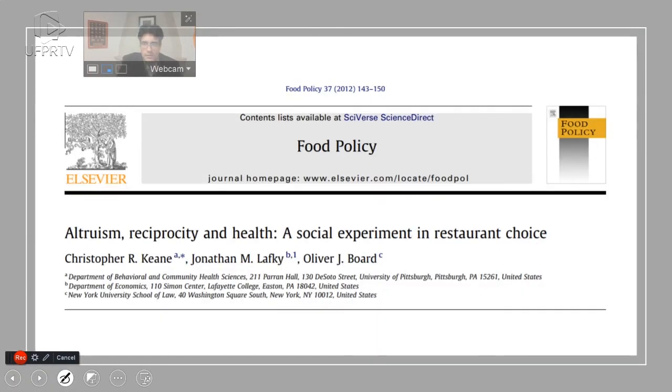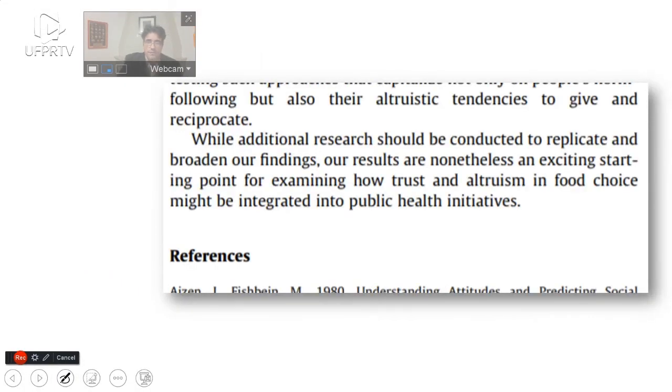And this one, which is the Journal of Food Policy, sorry for the noise in the background. Altruism, Reciprocity in Health, a Social Experiment in Restaurant Choice. There's no signal here. There's no overall, there's no in conclusion, there's no in summary, there's nothing here to begin the paragraph. Instead, they talk about what's still needed, the future directions.